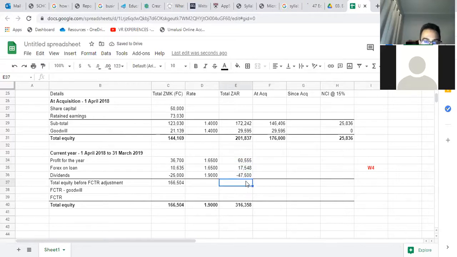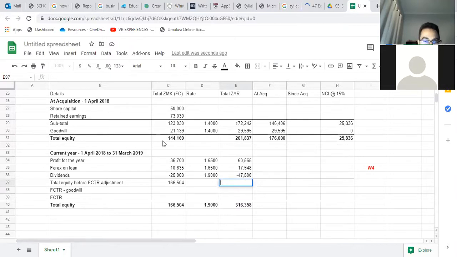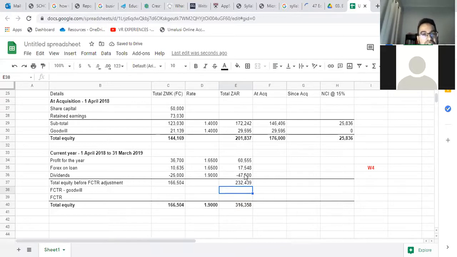Now, remember, when I add up all of this, what did I get? I got 166,504. So basically, when I add this up, I want to end up getting 316,358. But what am I getting? I'm getting 232,439.